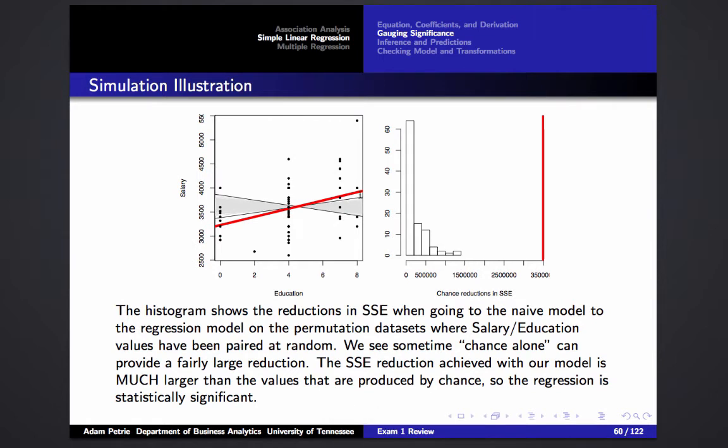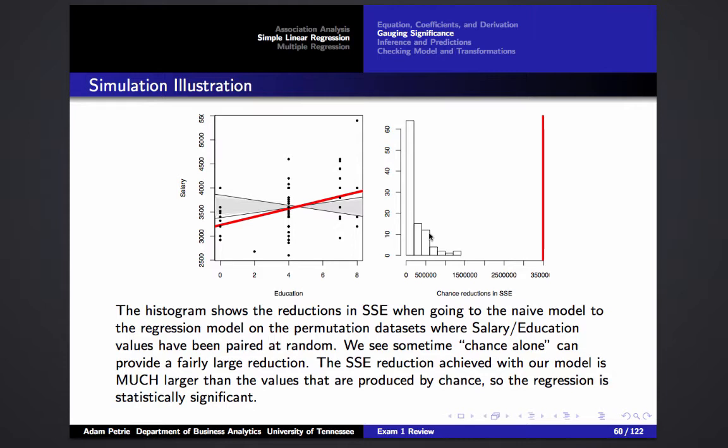Now, looking at it the other way, in terms of the prediction accuracy and the sum of squared errors, over the course of the permutation procedure, we keep track of the reduction in the sum of squared errors of each of these regression lines on the permutation data sets relative to the naive model. And this is the distribution of the sum of squared error reductions that we get essentially just by chance, since each one of those permutation data sets is predicting salary from a predictor that's completely unrelated to it. So these are the values of the sum of squared error reductions that happen by chance. Here's the value that we actually observed, highly out of line, much bigger than what happens by chance. So once again, we can say that the regression is statistically significant.